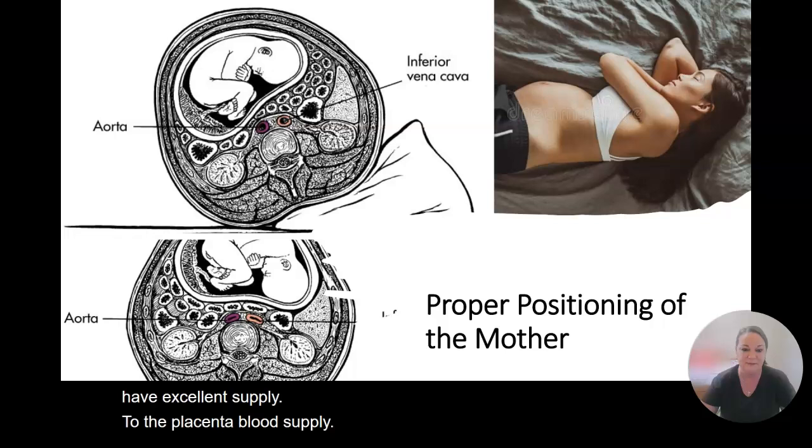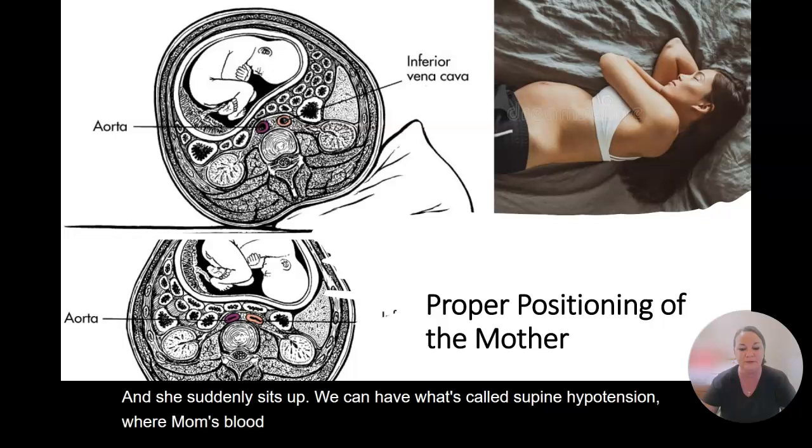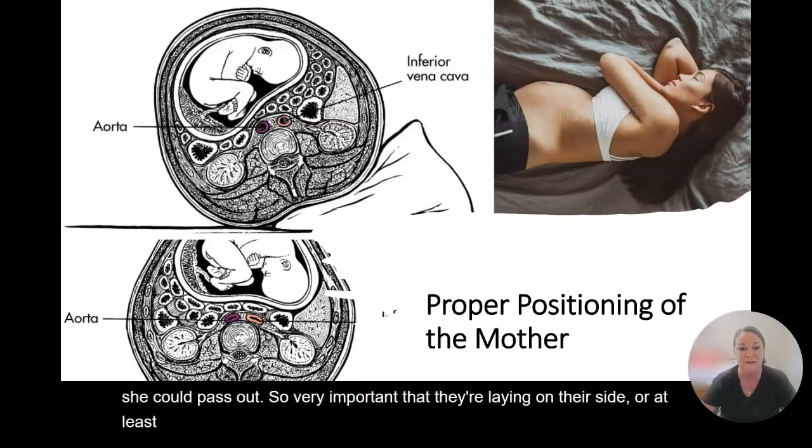If mom's been laying on her back for a while and she suddenly sits up, we can have what's called supine hypotension, where mom's blood pressure will drop significantly when she stands up, and she could pass out. So very important that they're laying on their side, or at least with a tilt to be off of those vessels.